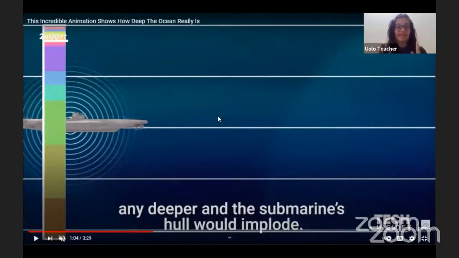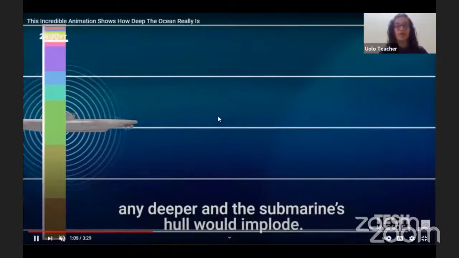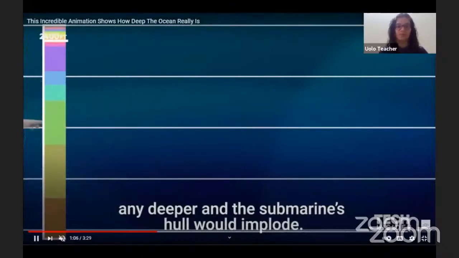Now, beyond the danger zone, any further these submarines go, the pressure is going to be so tremendous on their body that they will just explode. So they don't go beyond this level, because they can't withstand the pressure.